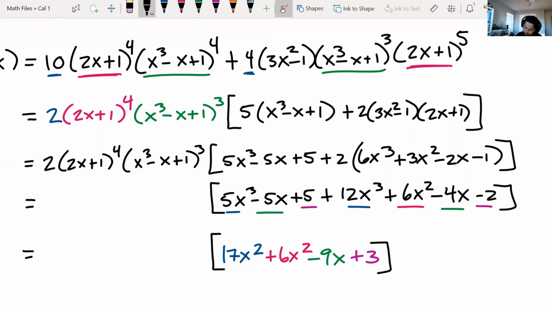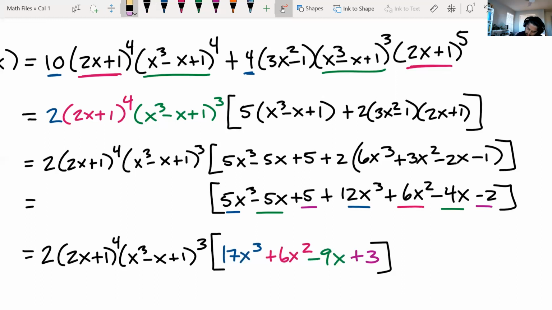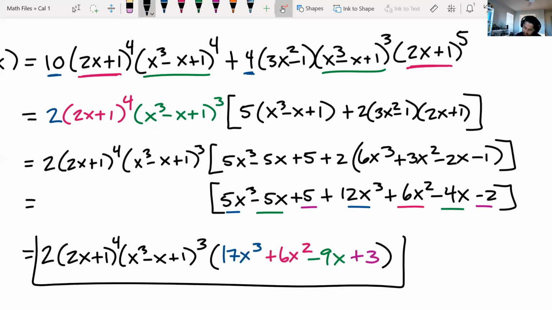And we can't do anything else with that. So that means we bring this down to 17x squared... oh, it's cubed, right? Good catch. 2 times 2x plus 1 to the fourth. There we go. I can drop these since there's nothing else we can do. Boom, boom, and done.